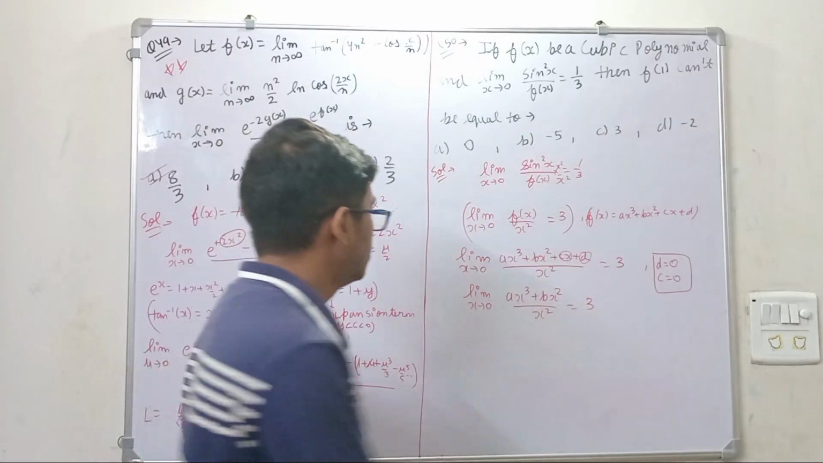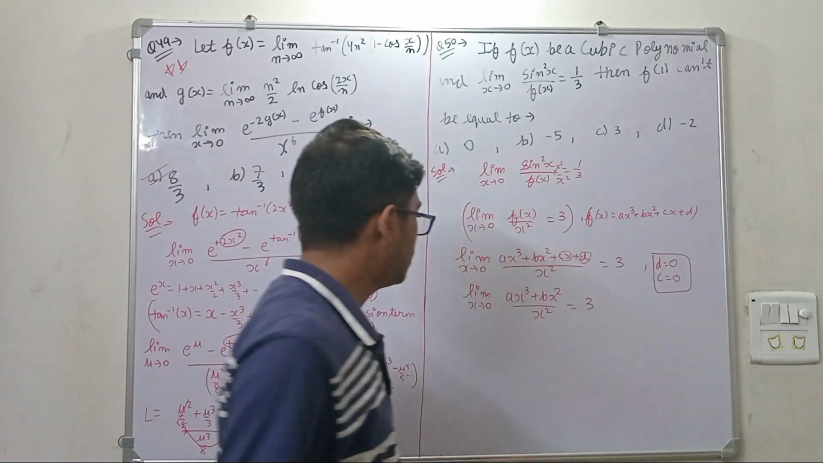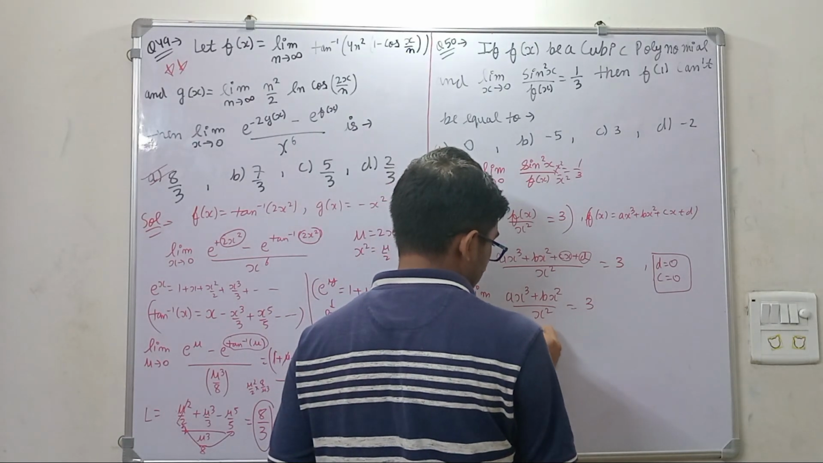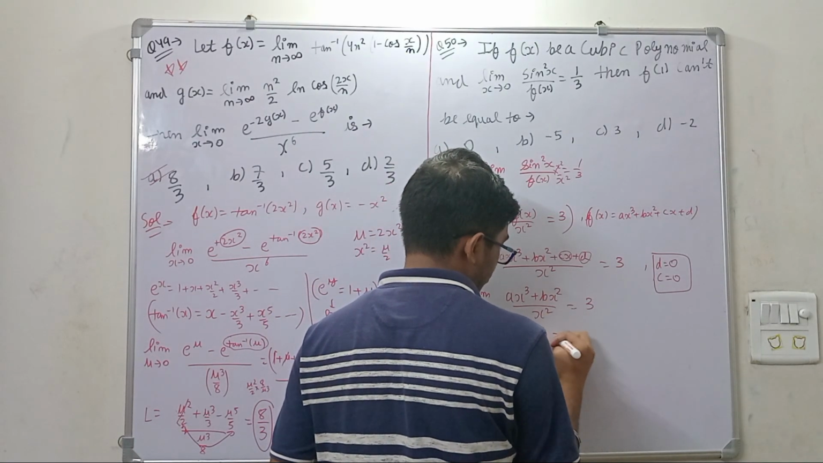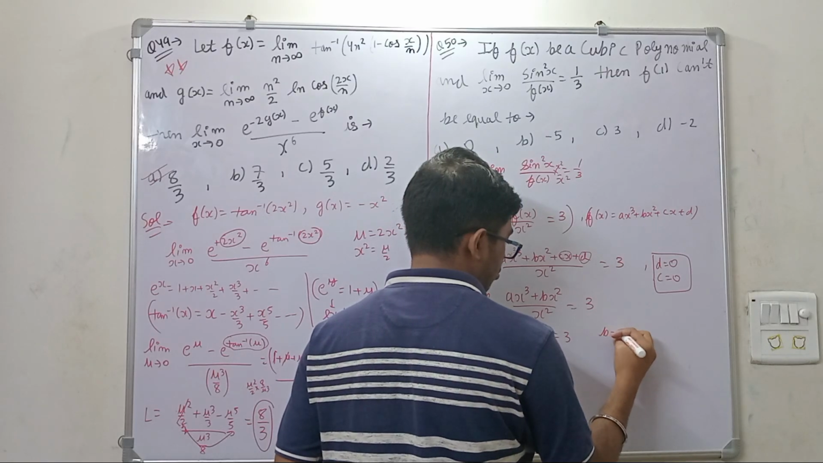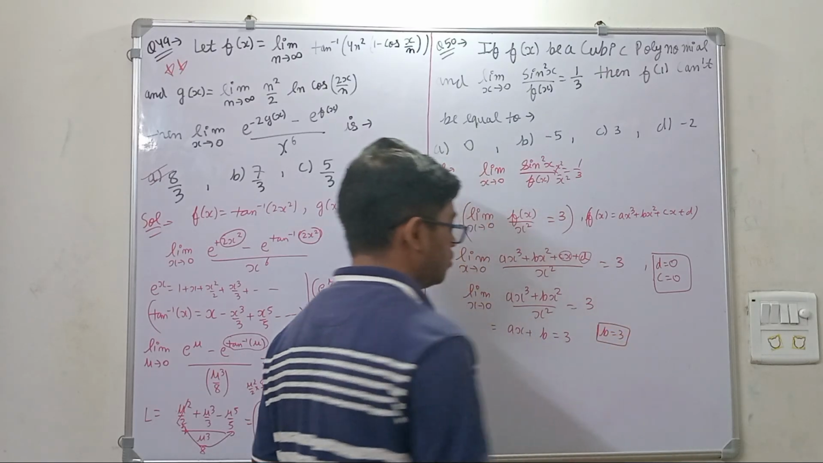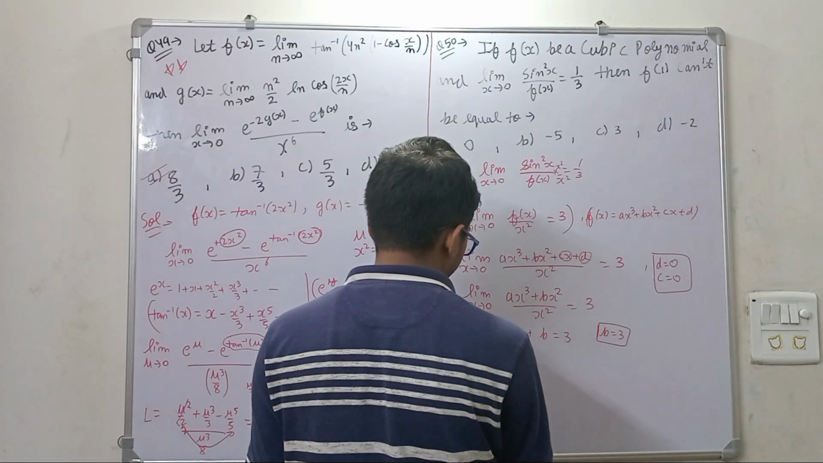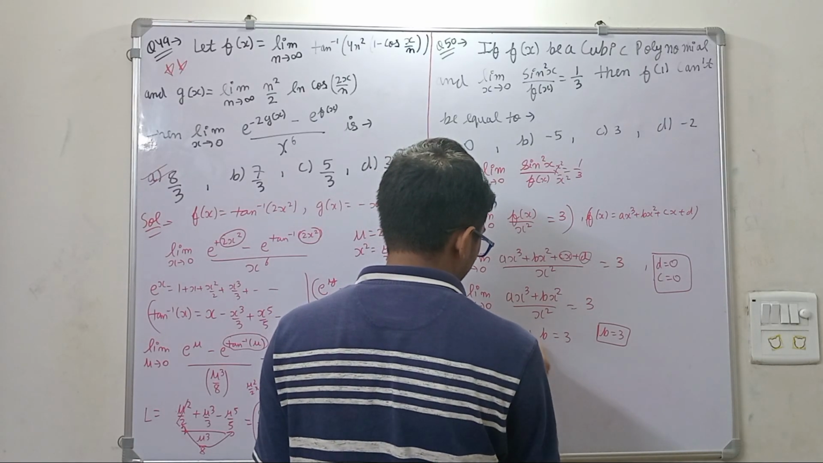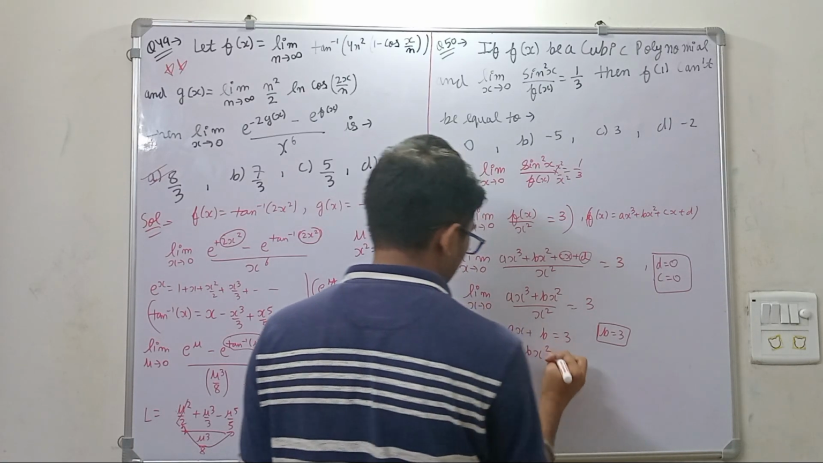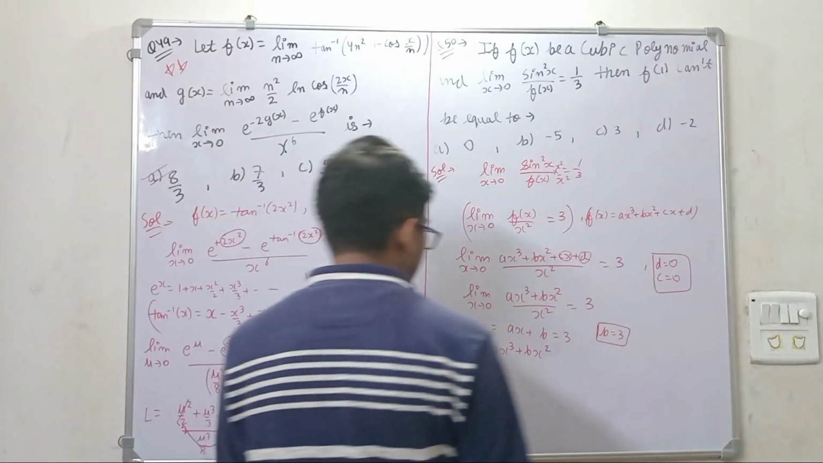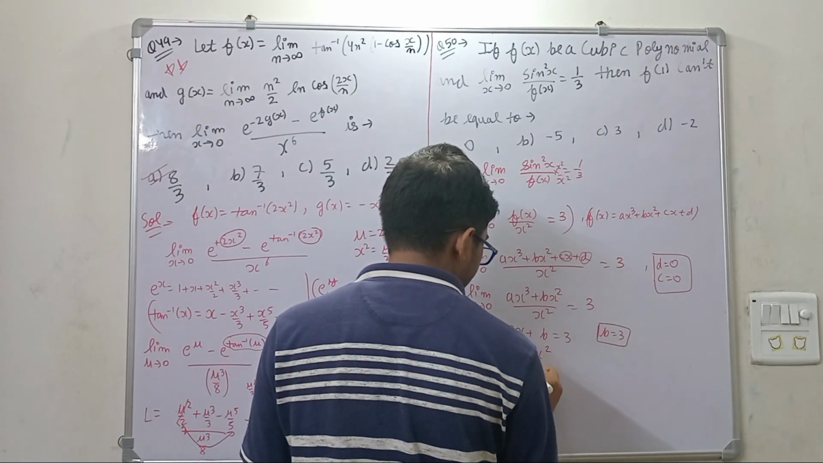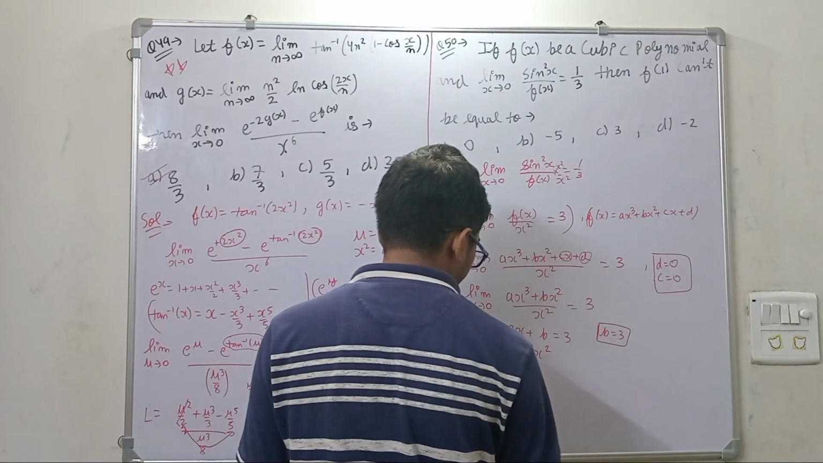Okay, now you are left with this. Now x square, if you take common, this will be what? This will be ax plus b is equal to 3, meaning b is coming out to be 3. And this function f(x) which is left here is ax cube plus bx square. Now f(1), this will be what? a plus b is 3, so a plus 3, f(1) is this.